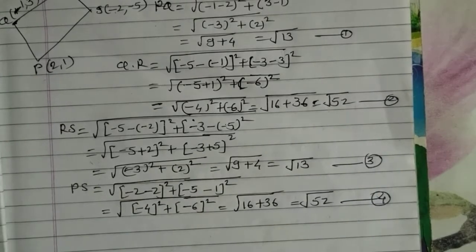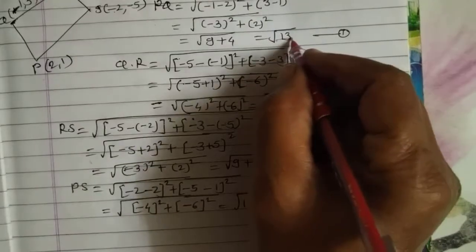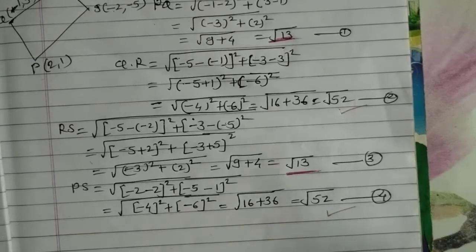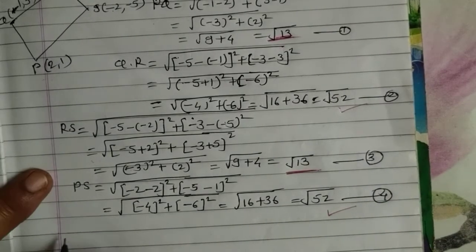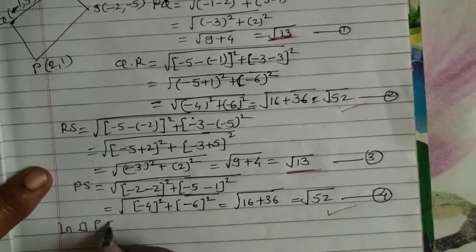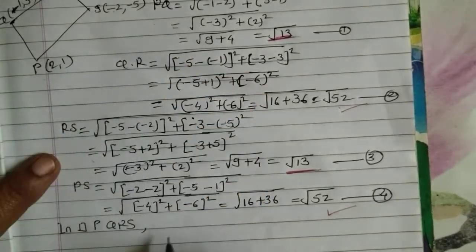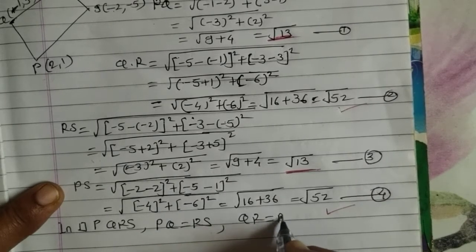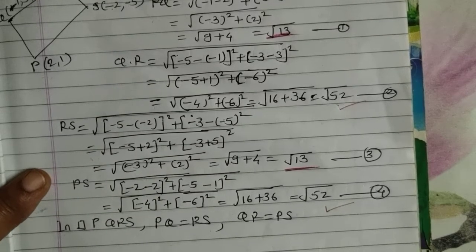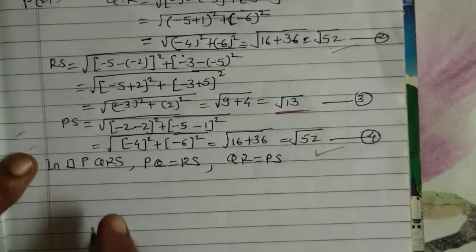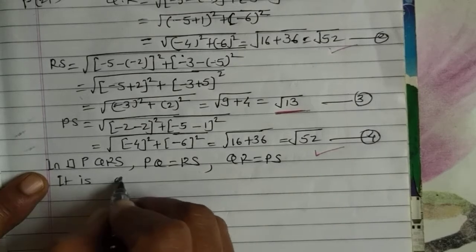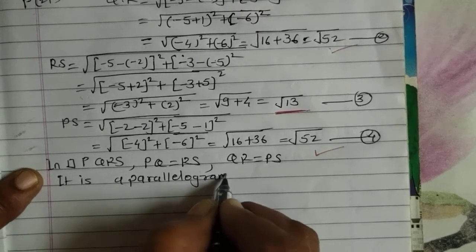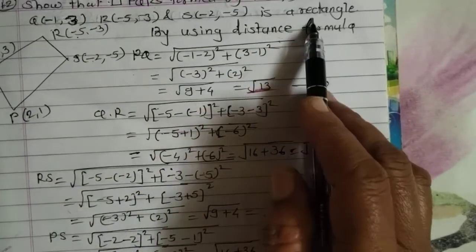Now see here, this root 13 and this root 13, two sides are equal, and this root 52 and root 52, two sides are equal. Means here we say that in quadrilateral PQRS, PQ is equal to RS and QR is equal to PS. Means opposite sides are congruent. Means now it is a parallelogram, but we have to prove that it is a rectangle.